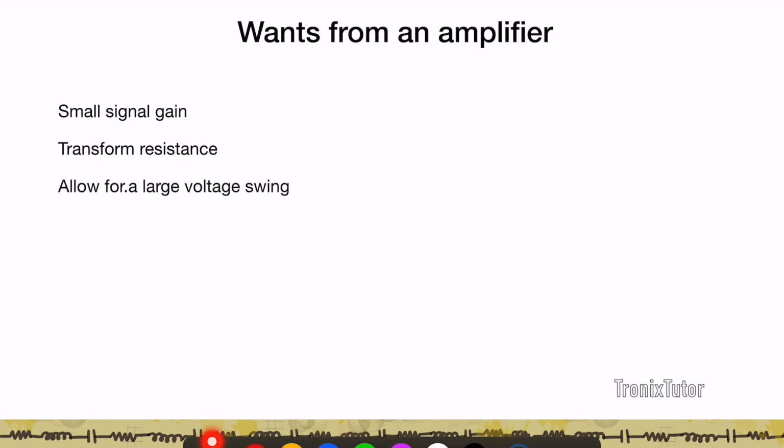We want to allow for a large voltage swing. There is no real point in having a circuit with a very high small signal gain if I'm not able to get the output node to swing that large to support the small signal gain. So you want a large output voltage swing.